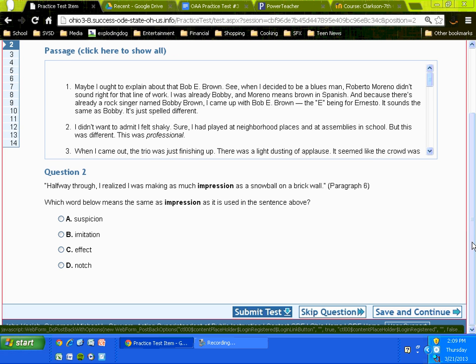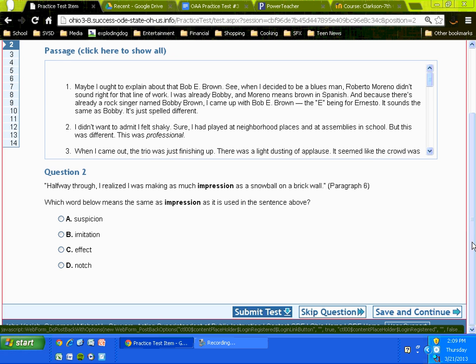Halfway through, I realized I was making as much suspicion as a snowball on a brick wall. Don't believe snowballs are suspicious. Halfway through, I realized I was making as much imitation as a snowball on a brick wall. Not sure the snowball's imitating anything. Halfway through, I realized I was making as much effect as a snowball on a brick wall. Sounds pretty good. Halfway through, I realized I was making as much notch as a snowball on a brick wall.